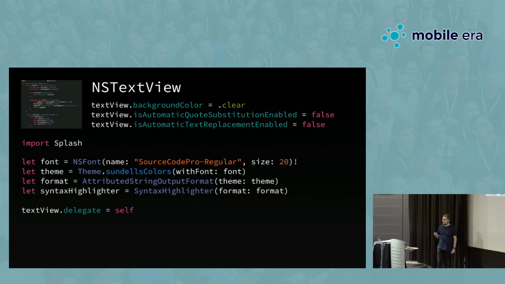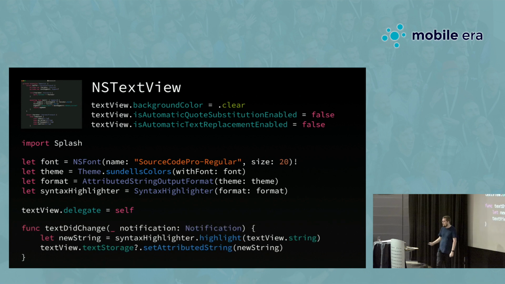And then we just assign ourselves as a delegate of the text view, so we get events whenever the text changes. And whenever the text does change, we just compute a new string based on highlighting it using the syntax highlighter, and then we assign that back to the text view's text storage. And that's all we need to do to create an NSTextView for code editing, which I think is pretty mind-blowing.